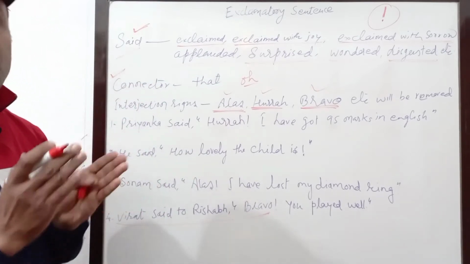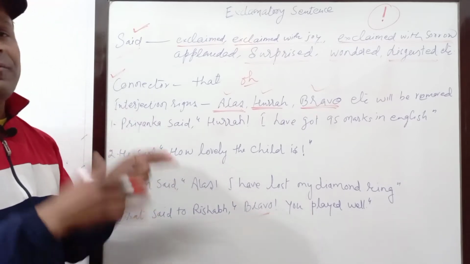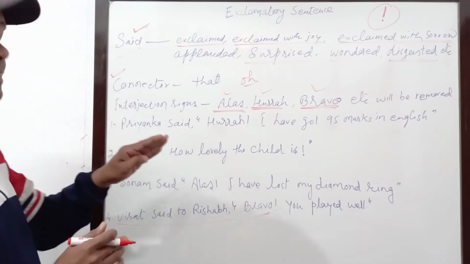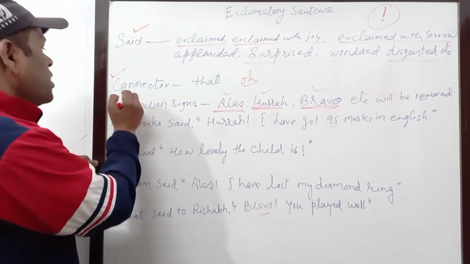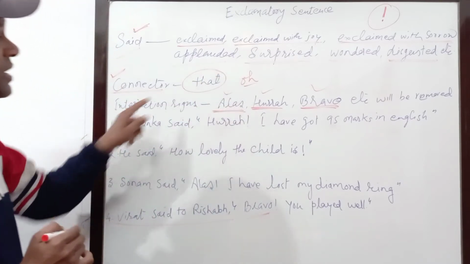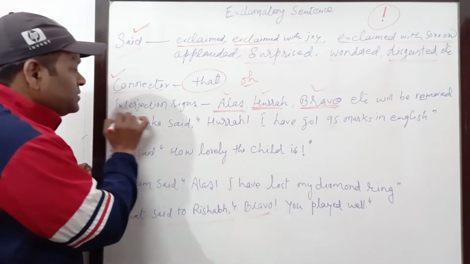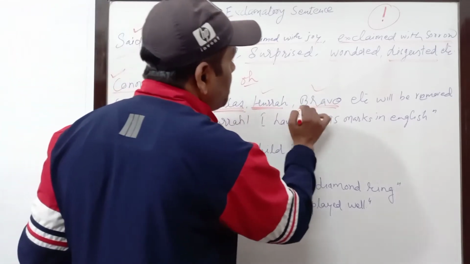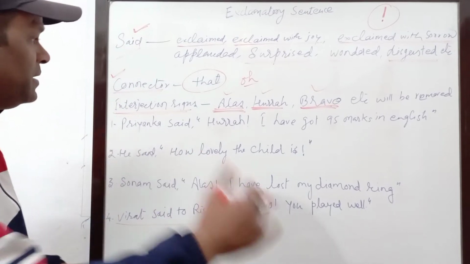Point number two, the connector. If you remember, in all four kinds, whether it was declarative, it was that; whether it was interrogative, it was a question word, if and whether. In imperative sentences, it was the infinitive, that means to plus verb first form. And now we come to the last segment, and here we use that again. So the connector or the connective will be that. Now the next point that you have to remember, the interjection signs like alas, hurrah, bravo, all these will be removed, omitted, eliminated.